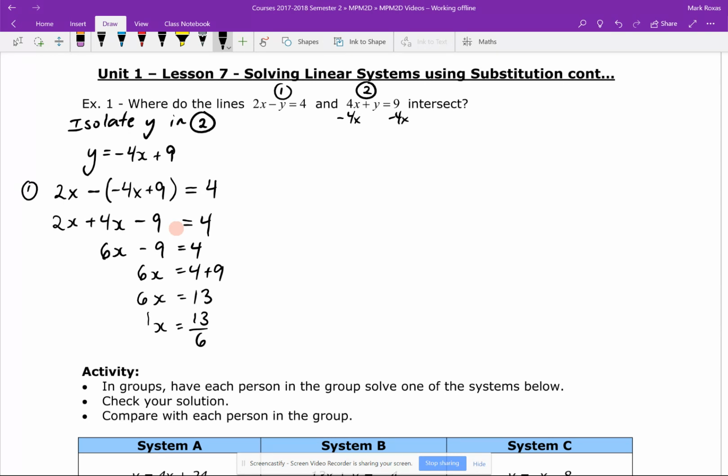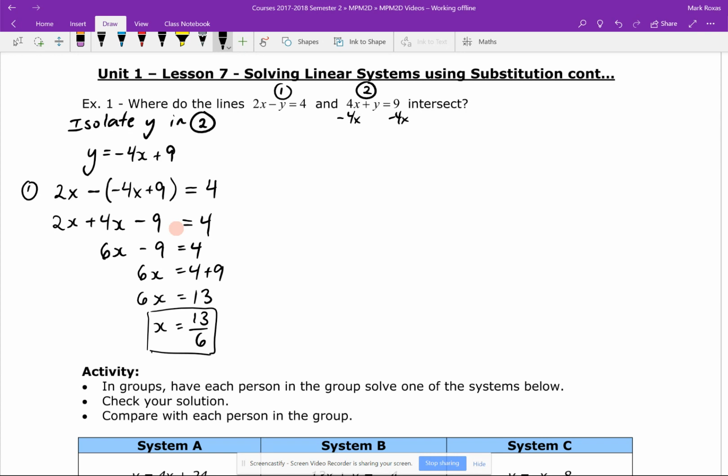Now here we have a fraction, which is what I was trying to say. It's a little bit different. What happens if your solution is a fraction? Don't convert it to a decimal, especially if you're going to get a repeating decimal. It's not going to give you an accurate answer for your point of intersection. So leave your variable as a fraction. Ideally, put it in lowest terms.